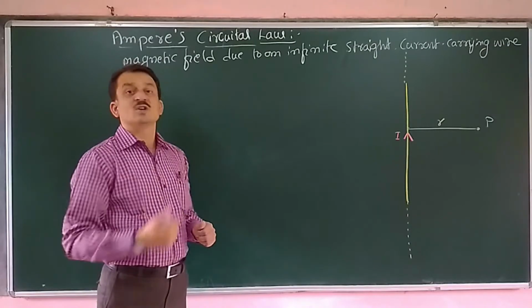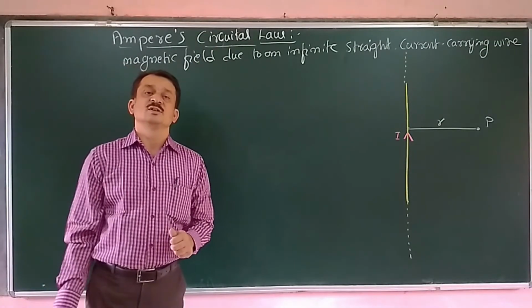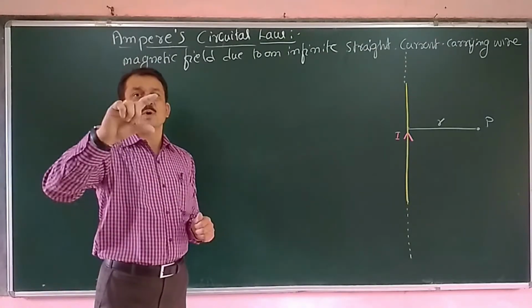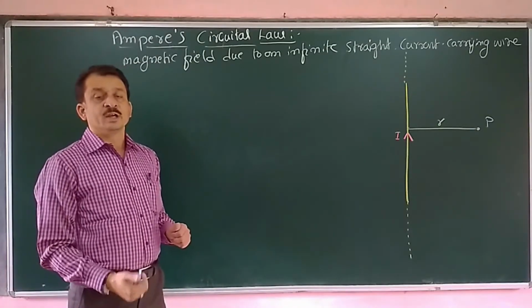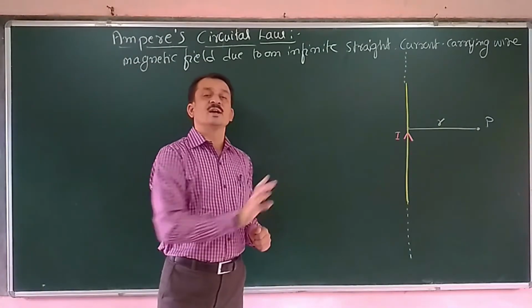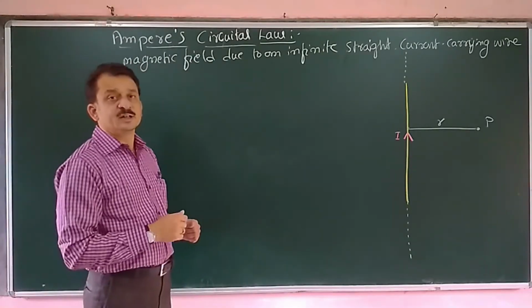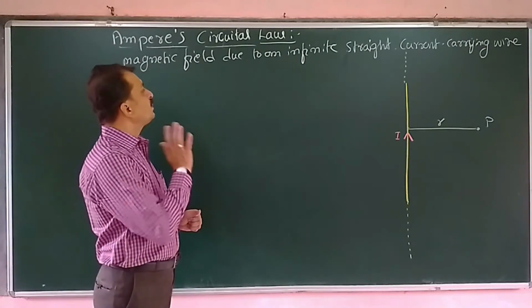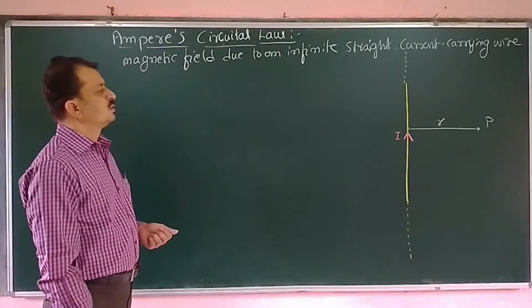If you apply Biot-Savart law, it becomes a tedious process. That means we have to divide that infinite length wire into small, infinitesimal current elements, calculate the magnetic field due to a single current element and make the summation of it. It is a tedious process. By using Ampere circuit law, it is a very simple process.